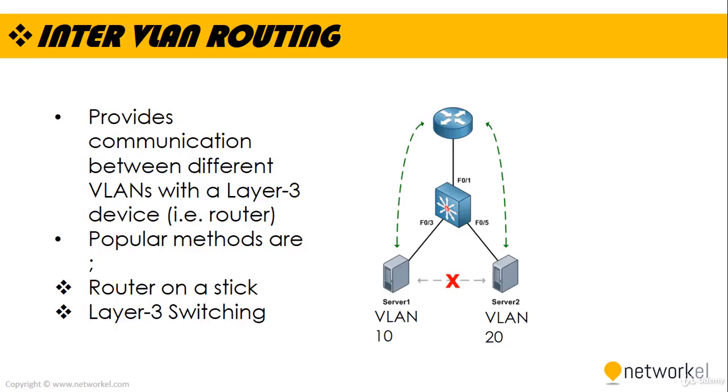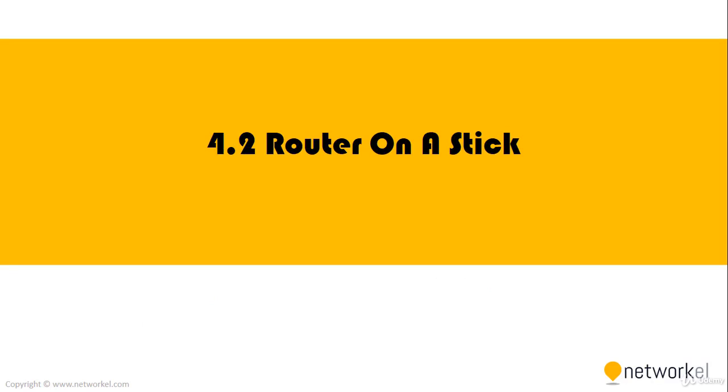By using inter-VLAN routing, you can establish communication between different VLANs with a layer 3 device. Popular methods of inter-VLAN routing are router on a stick and layer 3 switching. Let's go ahead with the router on a stick.